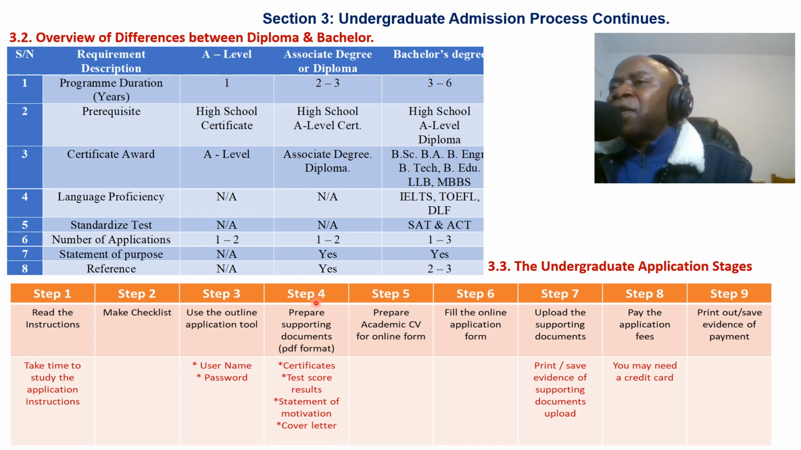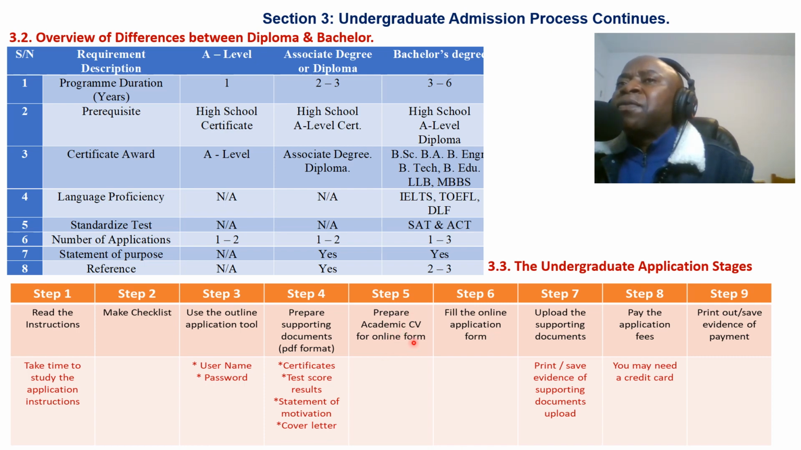Before you start filling any form, prepare your supporting documents. Based on the checklist in step 2, you can now put all your supporting documents together. Make sure that they're in PDF format: certificate, test score, statement of motivation, and cover letter. Then step number 5, we advise you to prepare an academic CV. In the subsequent episode, we'll talk extensively on that.